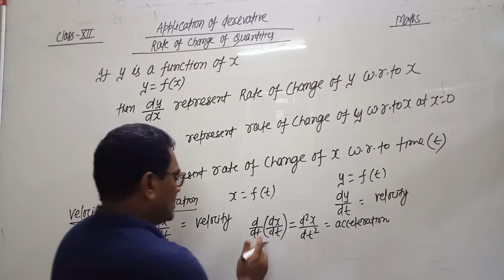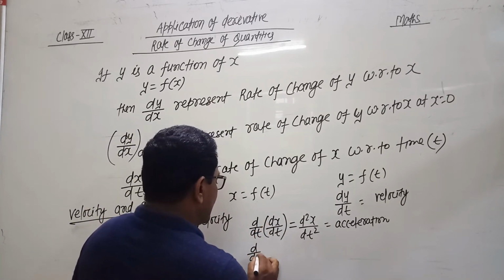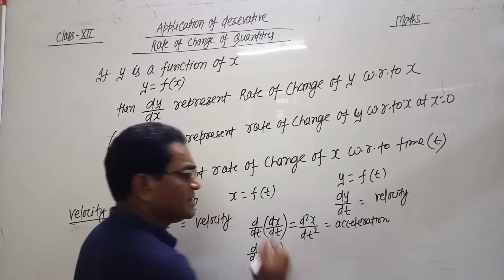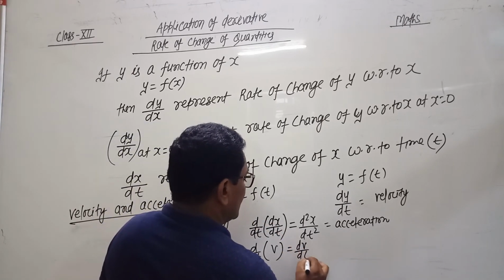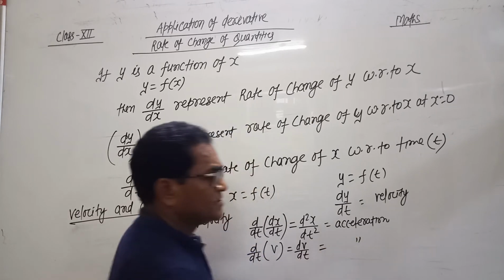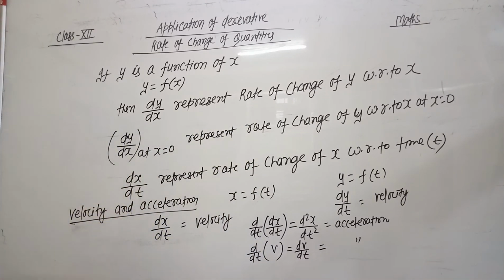And we can also write in this way, d by dt of dx by dt is written as v. So it becomes dv by dt. dv by dt also gives the expression for acceleration. So this is about the theory part. Now we will come to exercise.